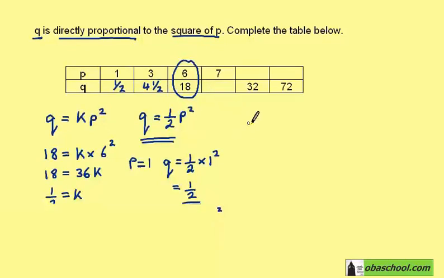Now consider P is equal to 7. Q would be equal to 1/2 times 7 squared. This is 1/2 times 49, which is 24.5.